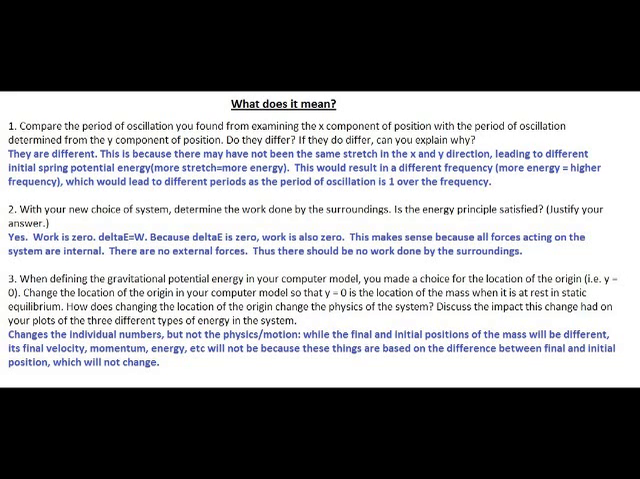So for the third question, changing the location of the origin, how would that change the physics? It wouldn't change the physics. It would only change the individual numbers. Because when we are looking at the velocity, the momentum, the energy, and all these things, we're looking at changes in position and changes in velocity and all of that, it wouldn't change the actual motion. It would only change where the motion occurred. So while the final and initial positions of the mass would be different, none of the other things would be different.